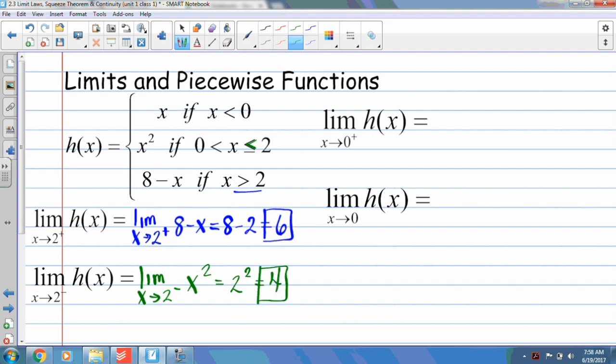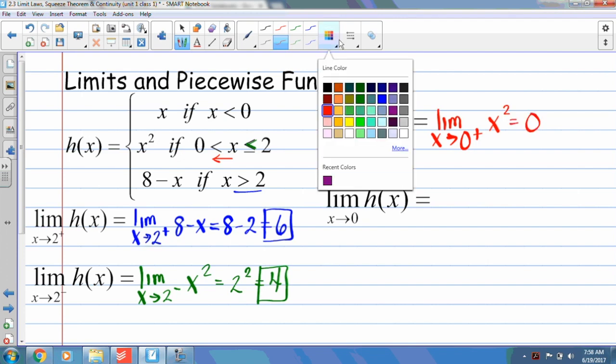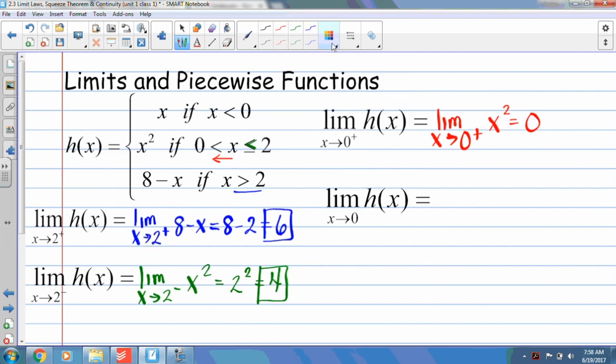So it doesn't ask me this, but that does mean that the limit as x goes to 2 does not exist. Okay, so the limit as x goes to 0 from the right would be values of x that are greater than 0, which again is that x squared. I plug 0 into x squared and I get 0. Now, it's asking me for the limit as x goes to 0 of h of x, but to find that, even though it's not asking for it, I do need to find the limit from the left because I need to see if the two one-sided limits are the same.